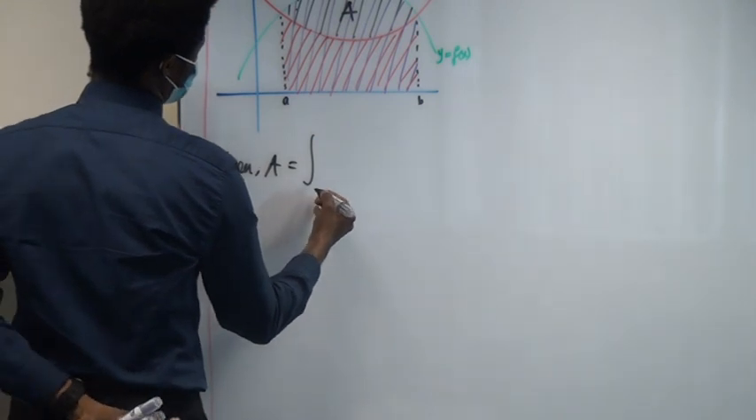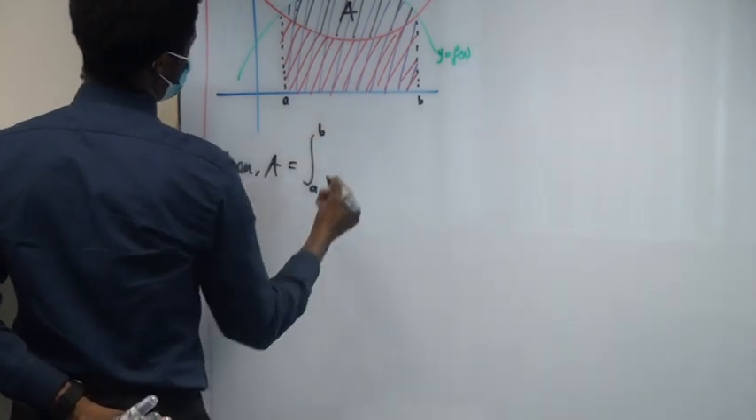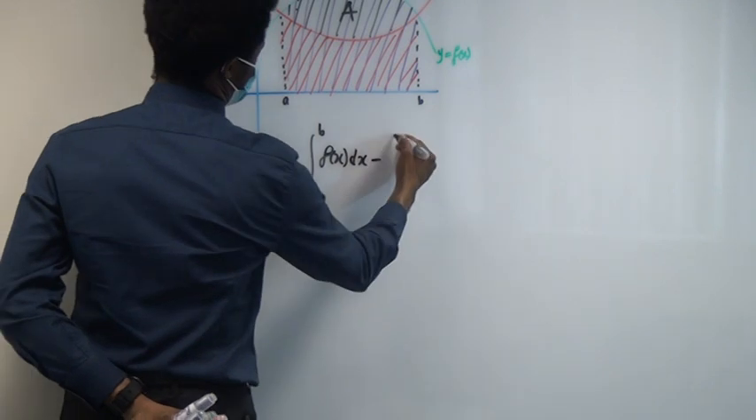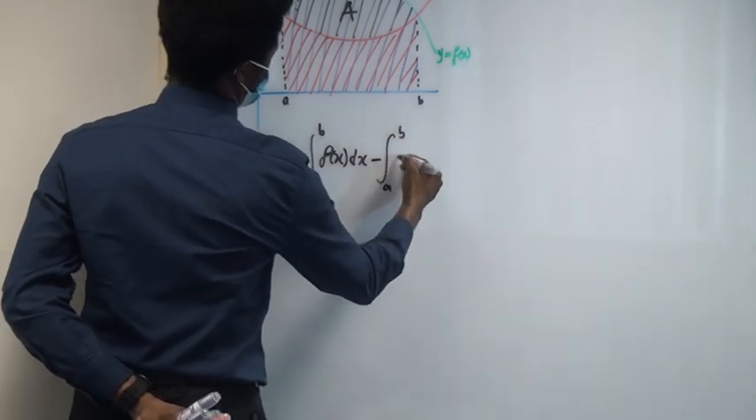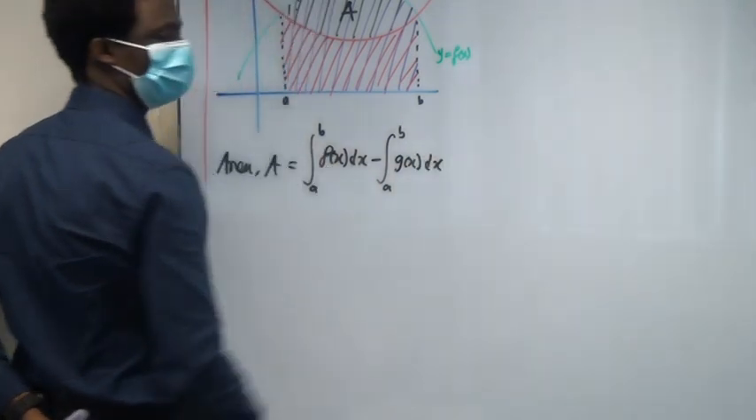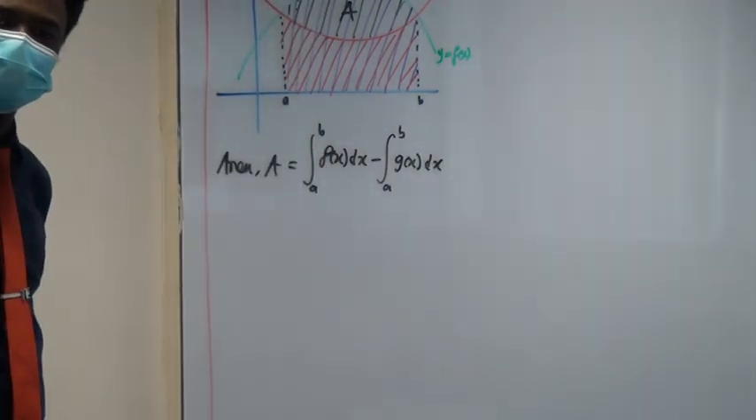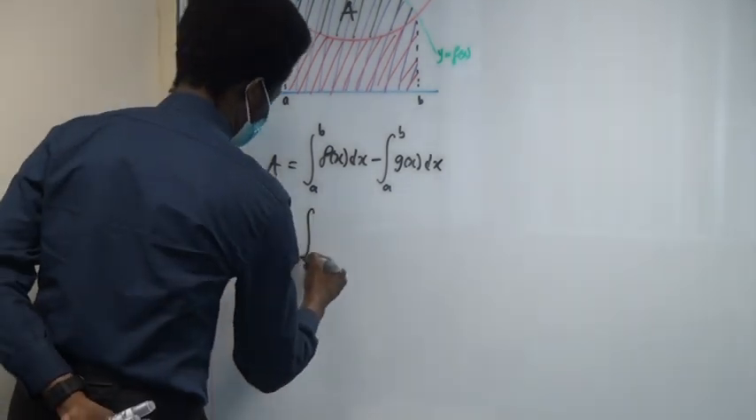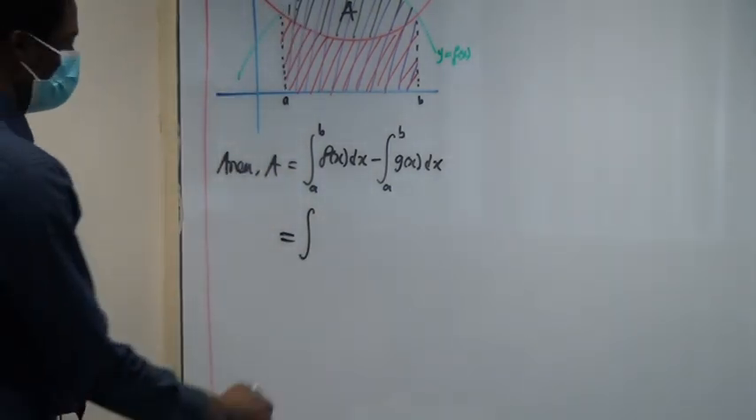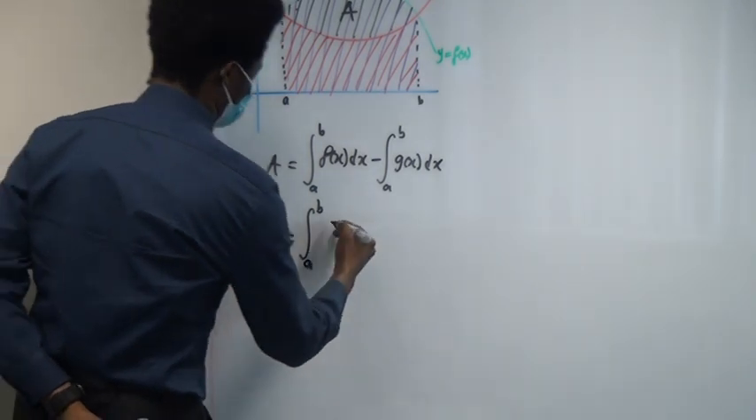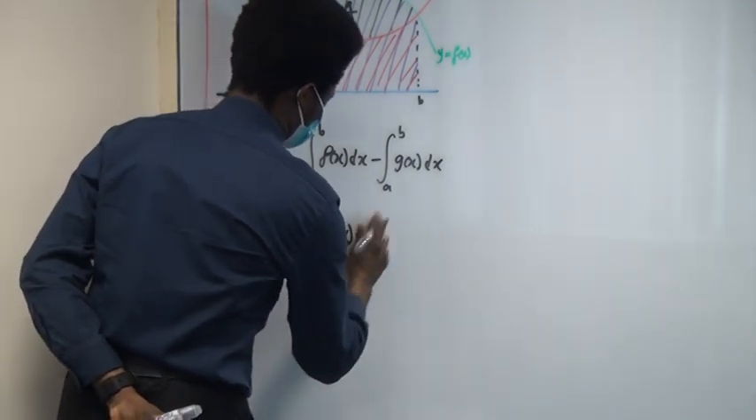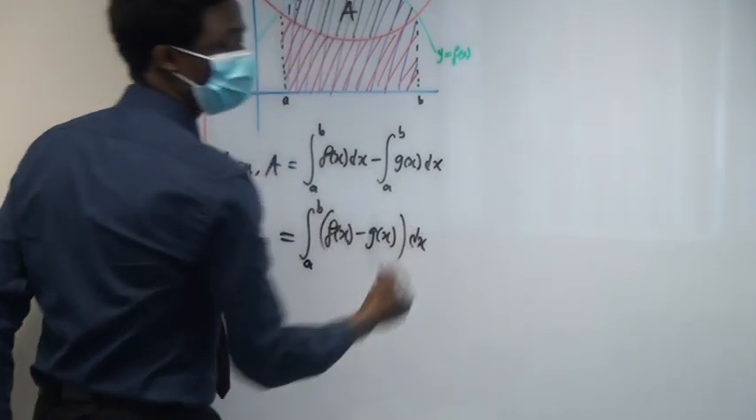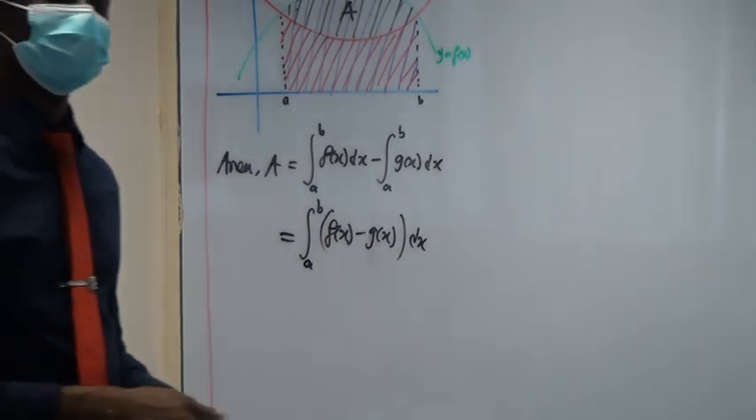Integral A to B of f of x dx, minus integral A to B of g of x dx. And you can use the property of definite integral to combine this. I want to write this as one integral. It's from A to B, integral from A to B of f of x minus g of x, and everything dx. So that's the third part.